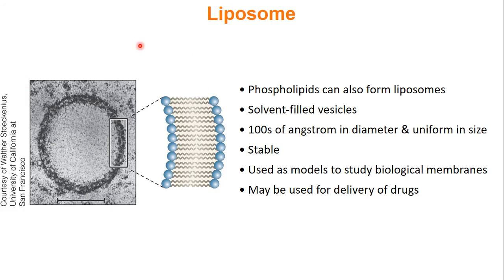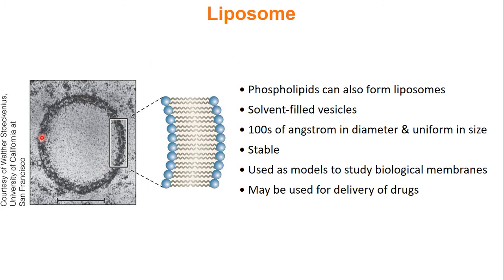Now, phospholipids can also form what's called a liposome. And these are large solvent-filled vesicles. And here we see a liposome. You see it is a double bilayer as well. And these are hundreds of angstroms in diameter, so bigger than some proteins. And they're uniform in size, so you'll form the same size liposome every single time.